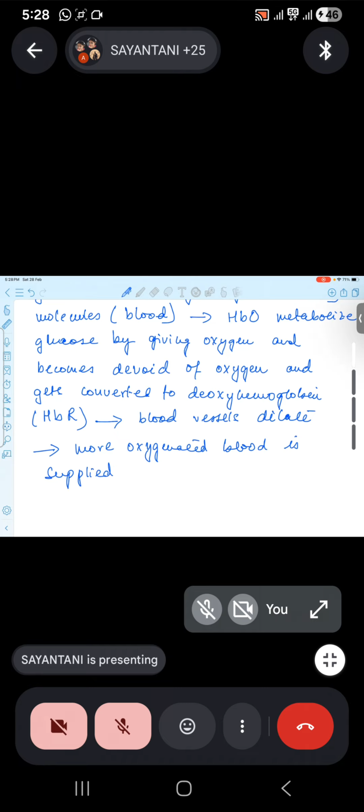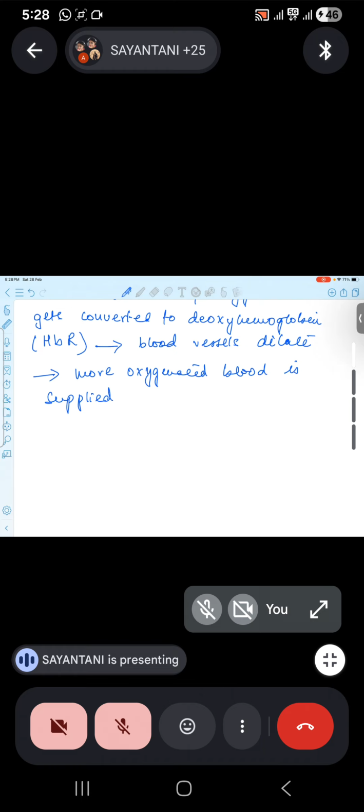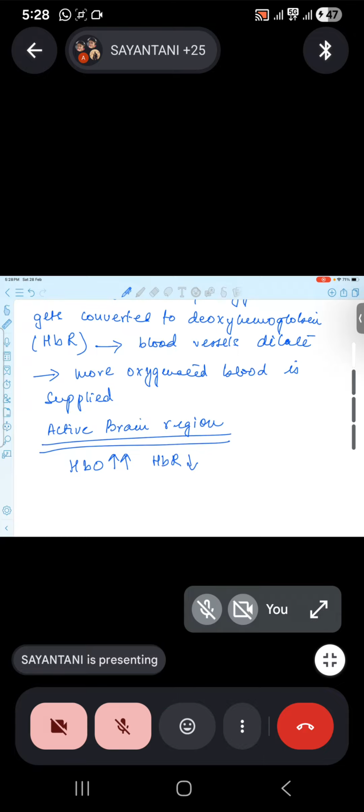So from here what we can draw as a conclusion is, when there is an active brain region, what is the output? There is a huge amount of oxyhemoglobin, right? And there is a reduced amount of deoxyhemoglobin. The oxyhemoglobin concentration is quite high as compared to the deoxyhemoglobin. So these are the two outputs which we obtain whenever a brain region is activated. So from this concept, how do we acquire the brain signals?